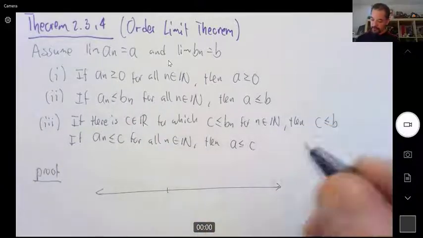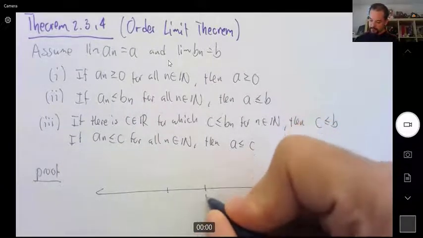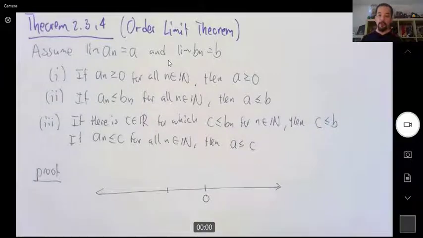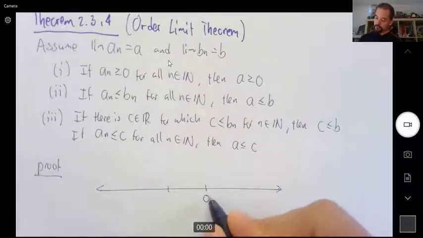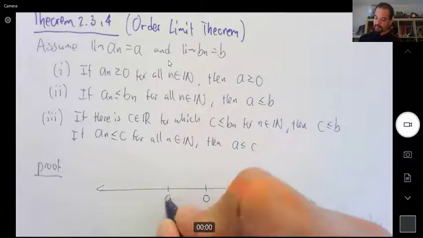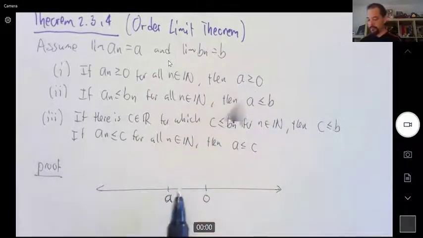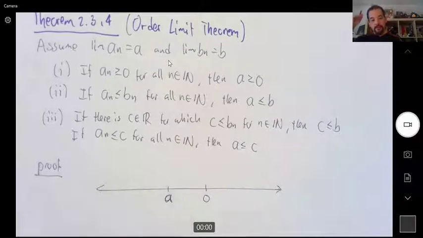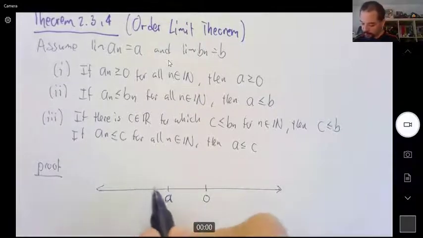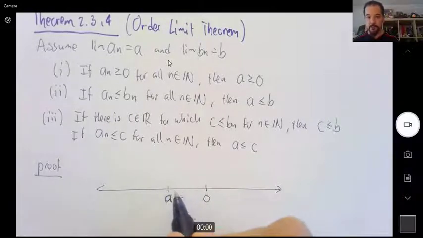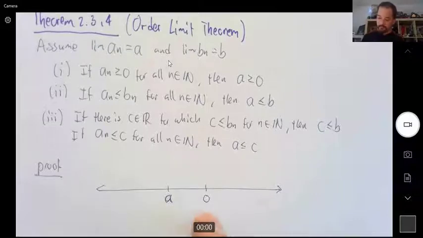So let's suppose the opposite of what we want happens, right? We want to prove that a is positive, so let's suppose not. Let's suppose that a is negative. But then think about it. What is the definition of limit? The definition of limit is that if I pick any neighborhood around a, eventually everyone is in that neighborhood, right? So how can I get a contradiction from here?